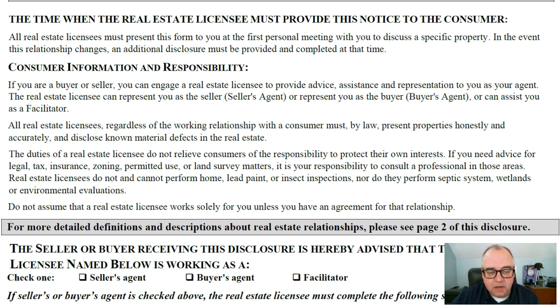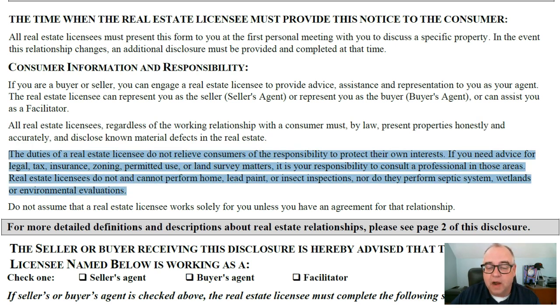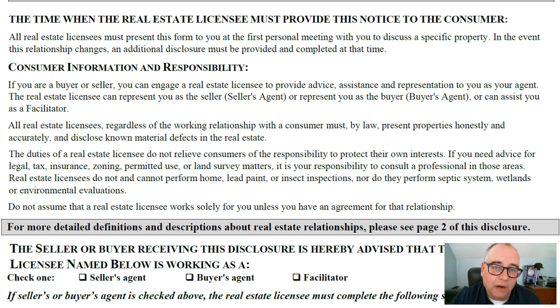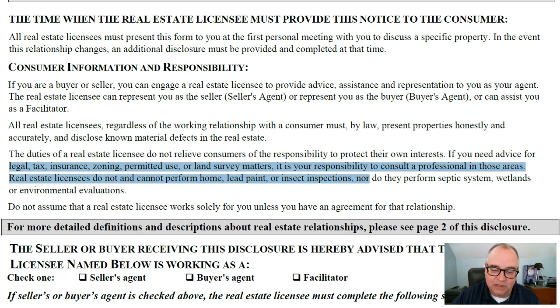The next paragraph here is a big, long paragraph of things that technically you're not responsible for. Now, a big caveat, and we'll get to that in a quick second, but there's a whole list of professional responsibilities here: tax, insurance, zoning, permitting, lead paint, home inspections, insect inspections, septic system, wetland, environmental evaluations. You're not responsible for any of that as a licensee.